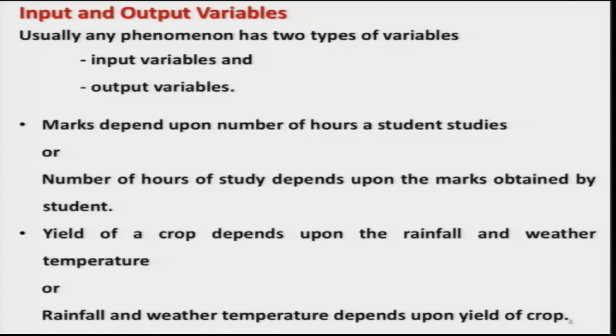So whenever there is a phenomena or whenever there is something happening, then in that phenomena you have to observe that usually there will be two types of variables, or the variables can be divided into two categories. One category is input variables and another category is output variables. Now the first question comes that how to take a call or how to decide which of the variable is an input variable and which of the variable is an output variable. So this I can explain you with two simple examples.